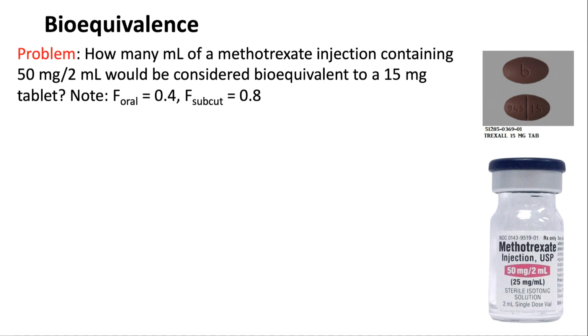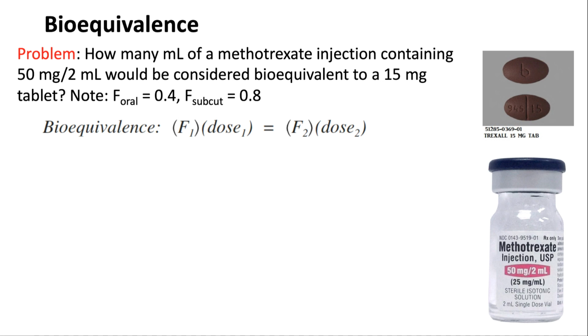All right, let's practice some more of these bioequivalence type questions. And our first question to practice with says, how many milliliters of a methotrexate injection containing 50 milligrams per 2 ml would be considered bioequivalent to a 15 milligram tablet? And note that I provide you that the bioavailability factor for methotrexate oral is 0.4, and the value for the subcutaneous injection bioavailability factor is 0.8. All right, so we want to know how many milliliters of the injection would be equivalent to one of these 15 milligram tablets, given the fact that the bioavailability is different between the oral and the subcutaneous.